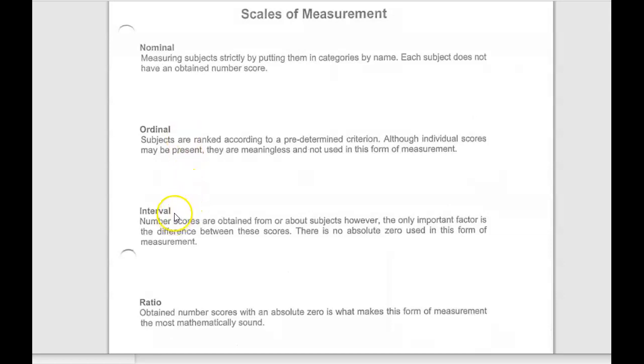Now, the most confusing one, in my opinion, is interval. Interval refers to a number score. However, there are 2 problems with it. One, you don't know exactly what that number score is because there is no absolute 0 to compare it to. So if I told you that you scored 3 points higher than someone else, well, I guess that 3-point number is relevant, but not really, because you don't know how the other person did. Interval. So that's the most confusing because it's the most abstract, if you ask me. Ratio, an exact number score as it relates to an absolute 0.